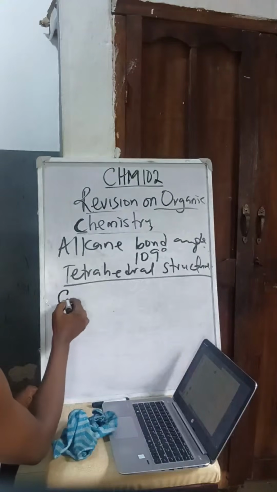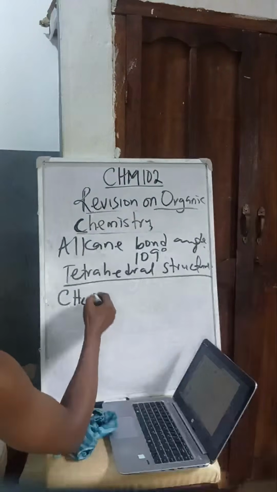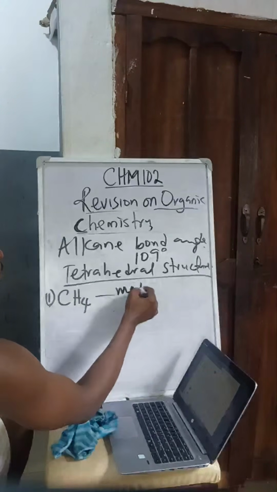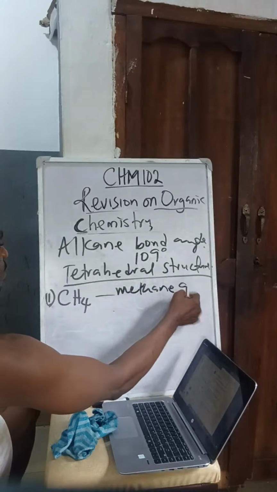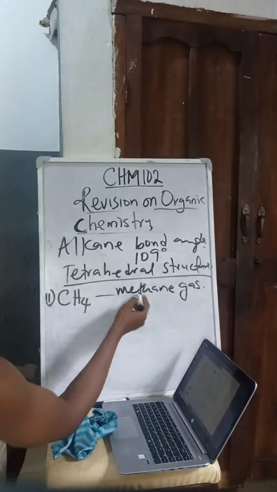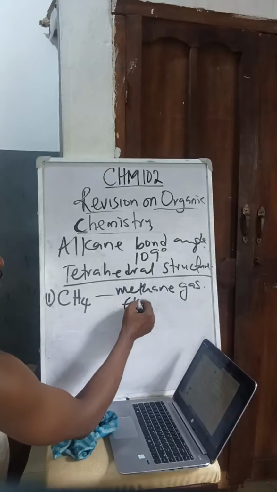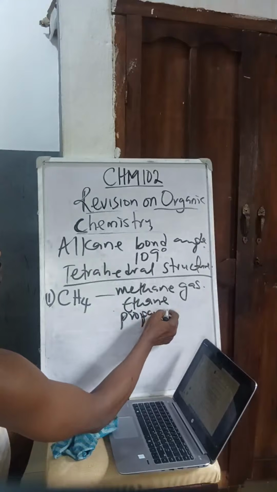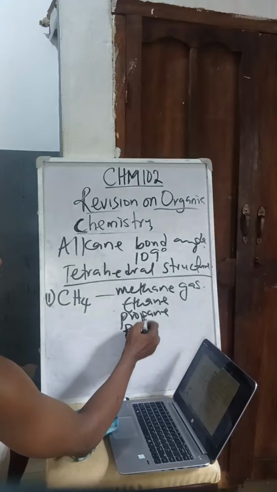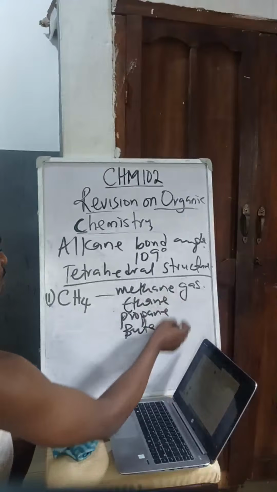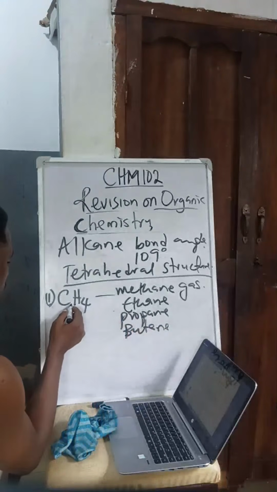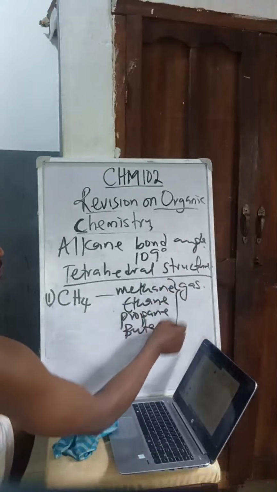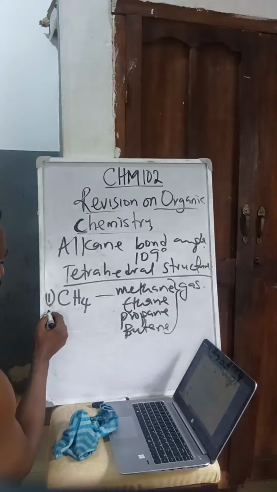Now the first member, CH4, methane, is a gas. Methane, ethane, propane, and butane are all gases. So C1 to C4, we have gases, so that you'll be able to get that clearly.